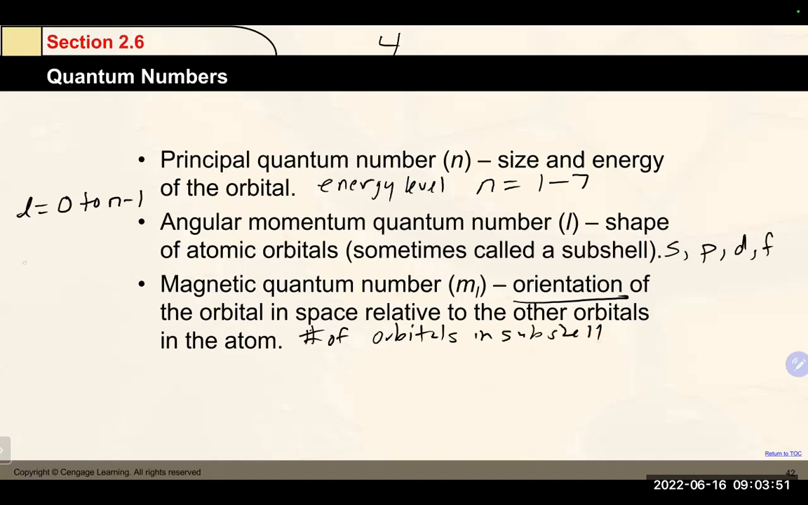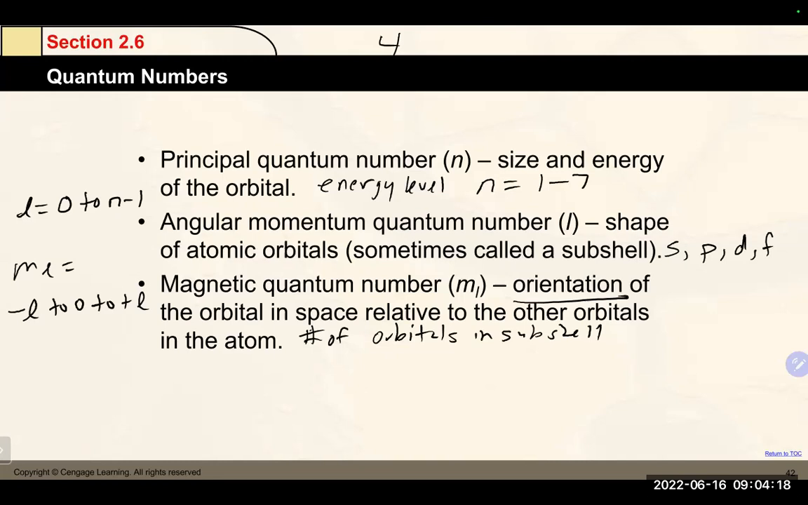And m sub L can have values of minus L to 0 to plus L, all whole number integers. So it goes from a negative whole number to 0 to a positive whole number. So it will tell you, again, the number of orbitals there are. It will also tell you, for example, where the electron is in which particular orbital in 3-dimensional space as well.